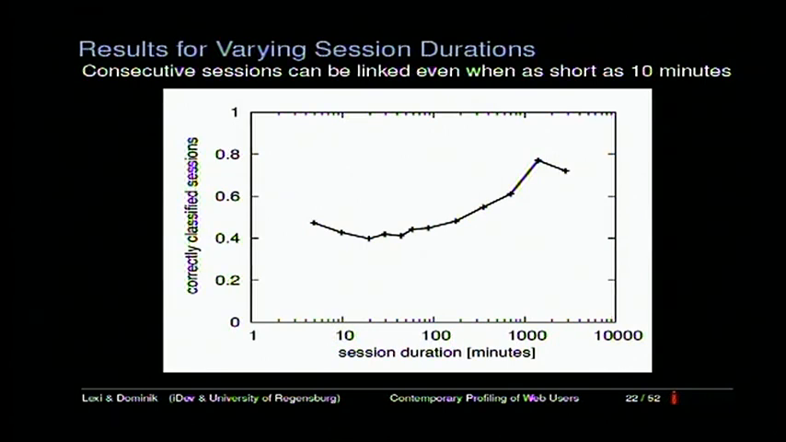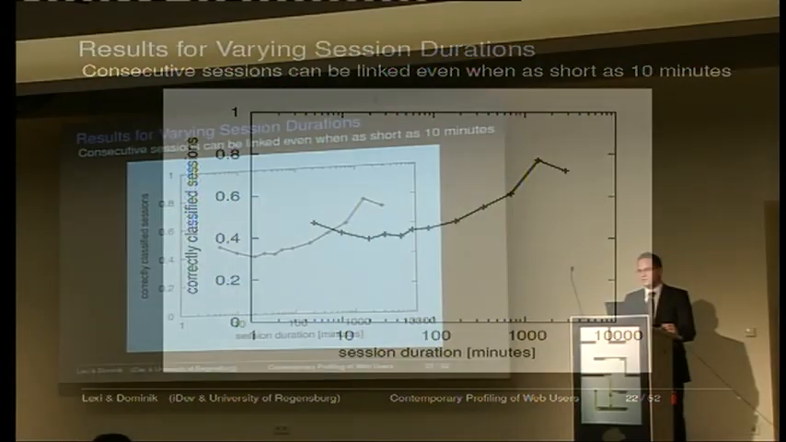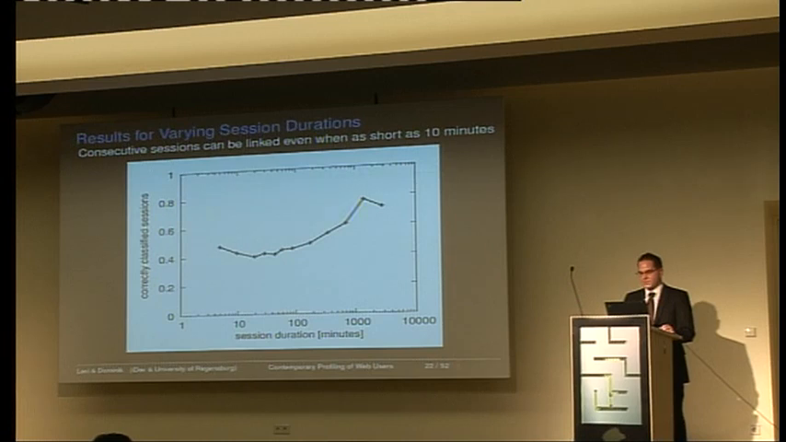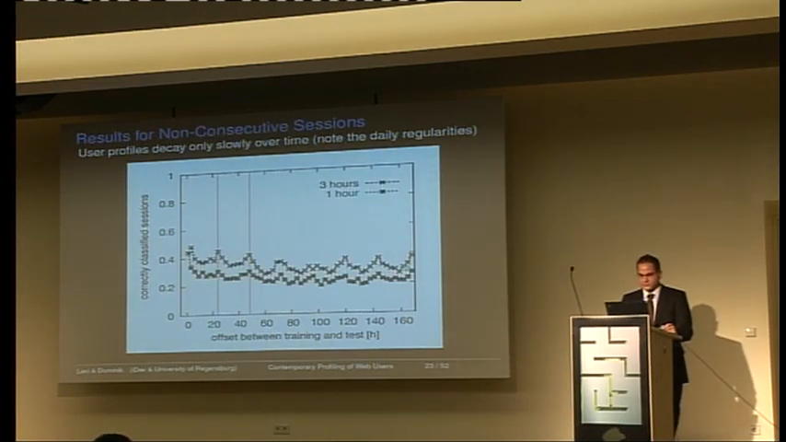But what's also interesting is that when you're doing really short session times, like 10 minutes or 5 minutes, remember Tor's 10-minute circuit switch time, you see that the accuracy actually goes up again, which totally makes sense, because when you're surfing on Slashdot, you might do that for 5 minutes, for 10 minutes, and if you happen to be the only guy doing that, then your consecutive sessions can be linked easily.